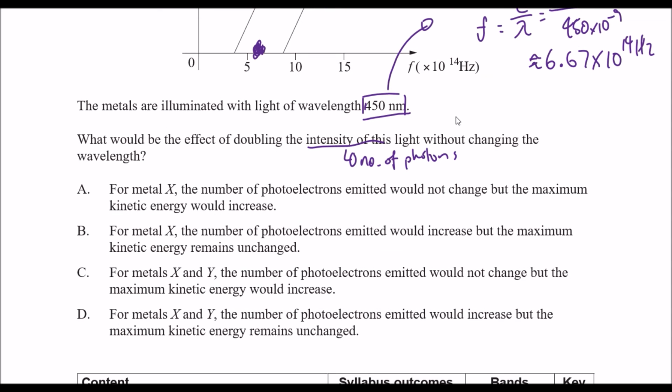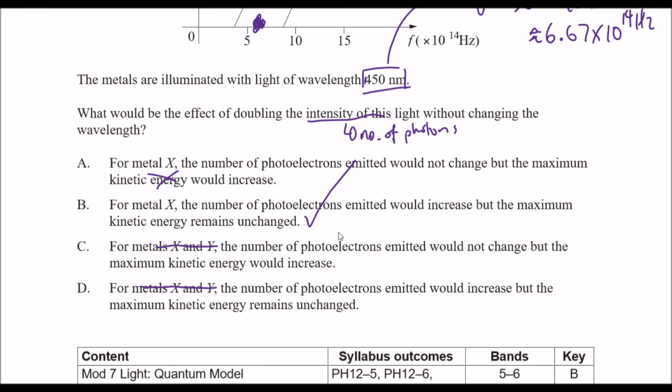So if I read through the questions here, I can simply forego the explanations if they include X and Y, because that's not part of the response. If I look at A, it says the number of photoelectrons emitted would not change, but the maximum kinetic energy would increase. That's not the case. Intensity doesn't change the energy. So it says the number of photoelectrons would increase, but the kinetic energy remains the same. So for number 7, it's B.